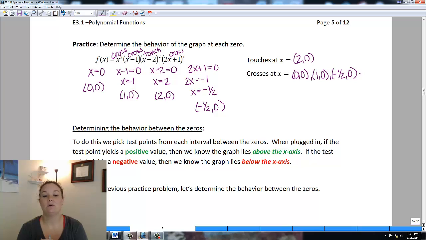And then I look at their multiplicity, which I wrote above the function. So x to the 5th, 5 is odd, so it crosses at that x-intercept. X minus 1 has an exponent of a 1 here, right? Because there's nothing written there.